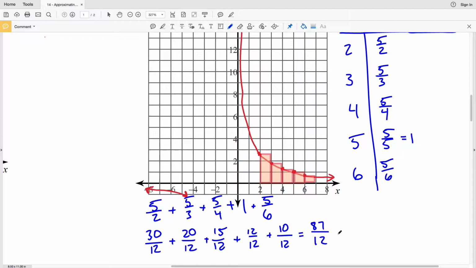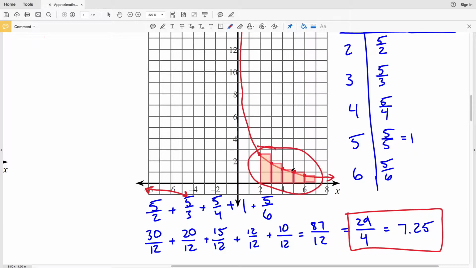Now let's simplify. I know that 87 and 12 are both divisible by 3, so dividing the numerator by 3 and the denominator by 3, I'll get 29 over 4, which in decimal form, 29 divided by 4 is 7.25. So 29 fourths, or 7.25 units squared, is our area of the rectangles summed together in number 4.